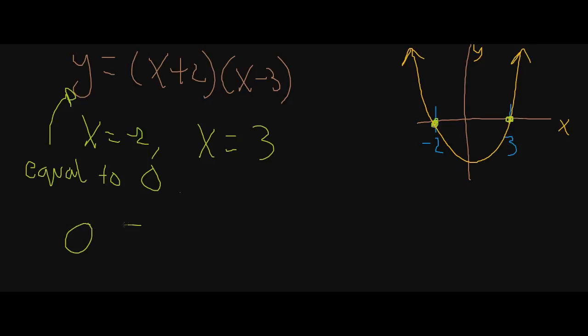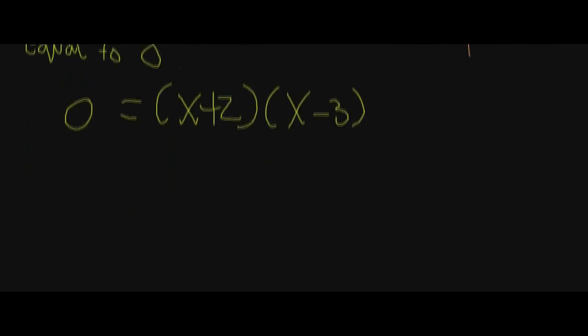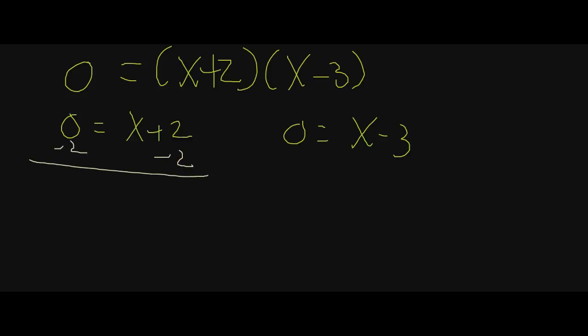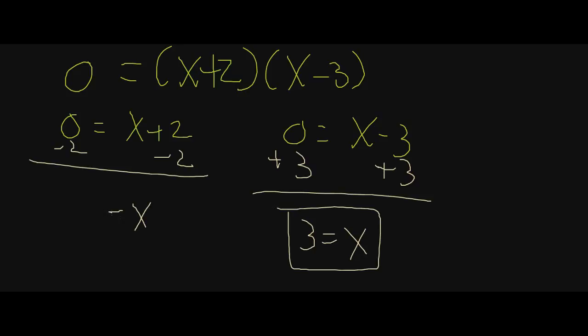So we do that. We're going to get 0 equals x plus 2 times x minus 3. Now that we have that, we can just solve it. One way we solve that is we break it up into two equations: 0 equals x plus 2, and 0 equals x minus 3. What do we do to get rid of the plus 2? We subtract 2 from both sides. Over here, we add 3 to both sides. And we get x is equal to 3, which we already showed, and x is equal to negative 2. So there it is. We got our roots from being in factored form.